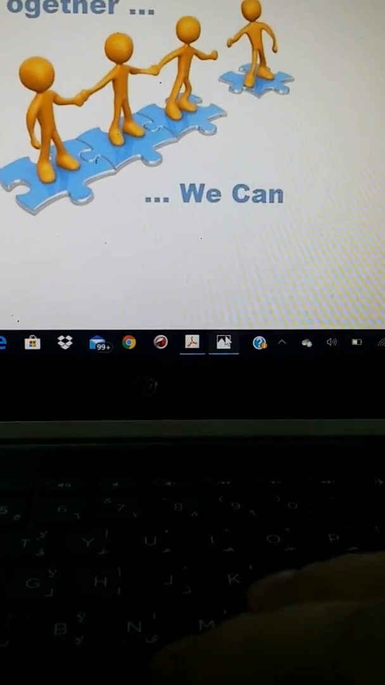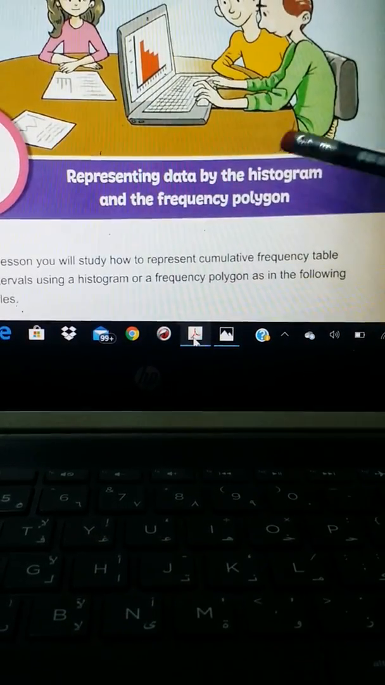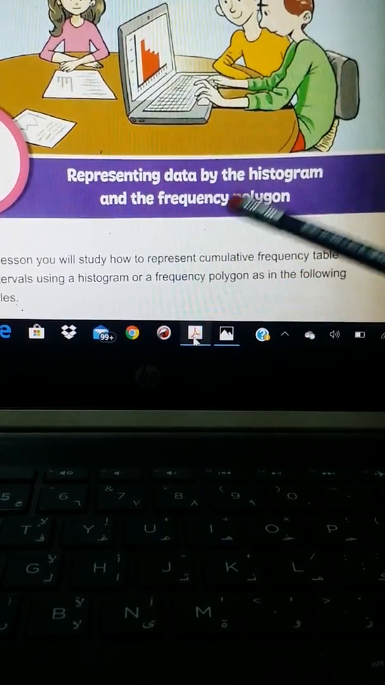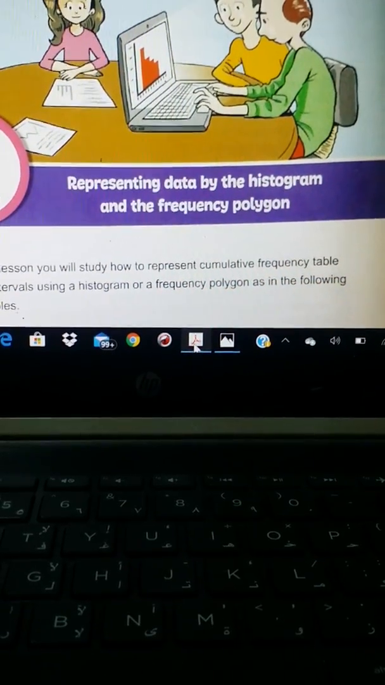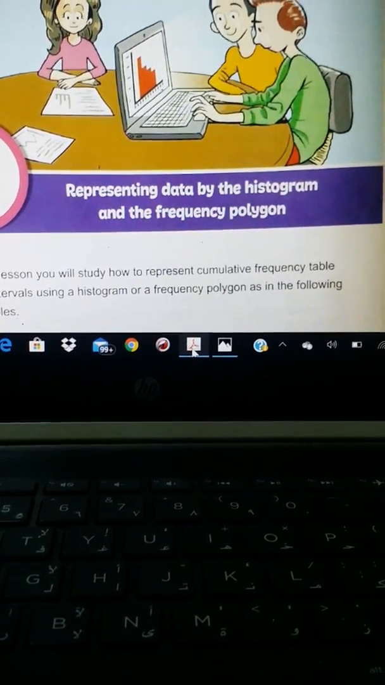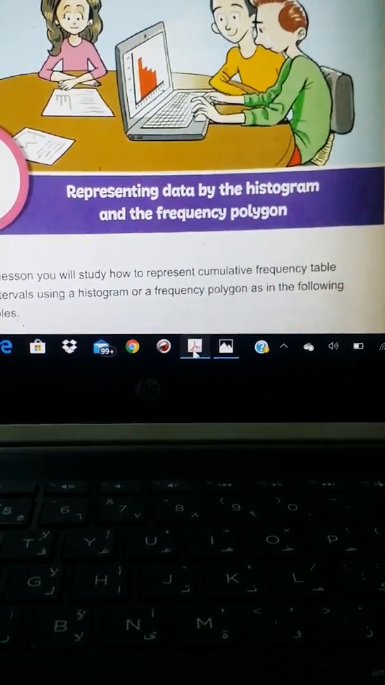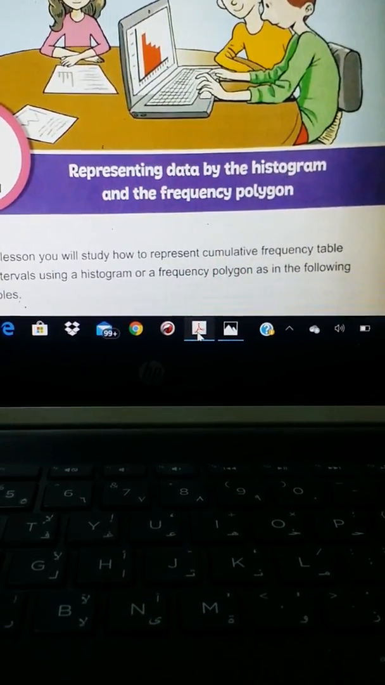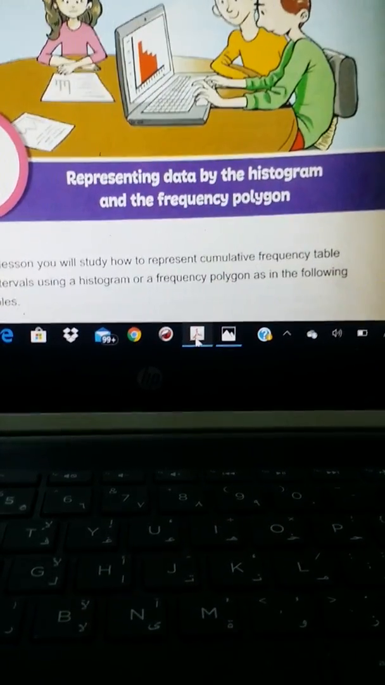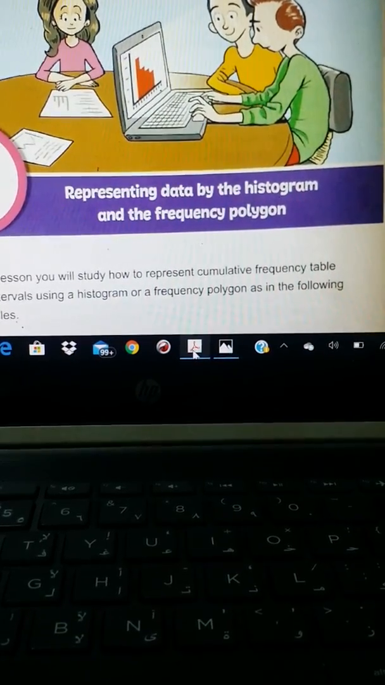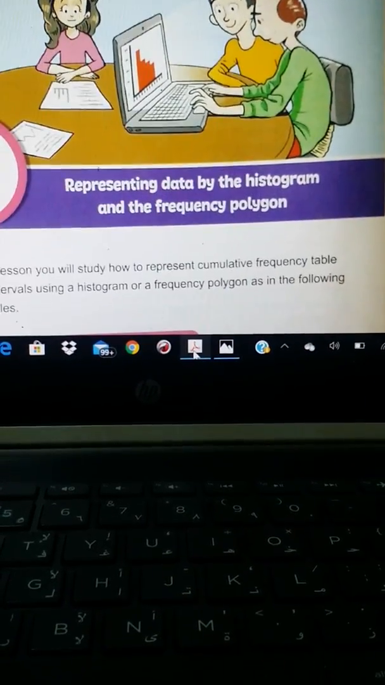Today, inshallah, we will start lesson 2 on unit 5, representing data. Let's see together. In our lesson, we will study two methods to represent data: the histogram and the frequency polygon. As we studied before in lesson 1, we collect and organize our data by using a cumulative frequency table. Here we want to represent it.